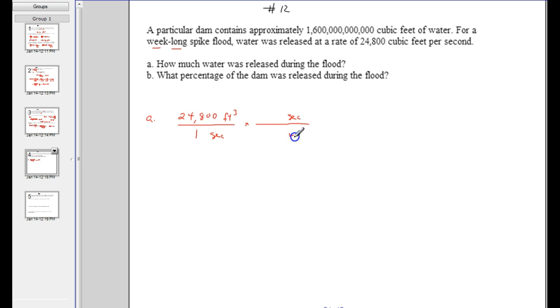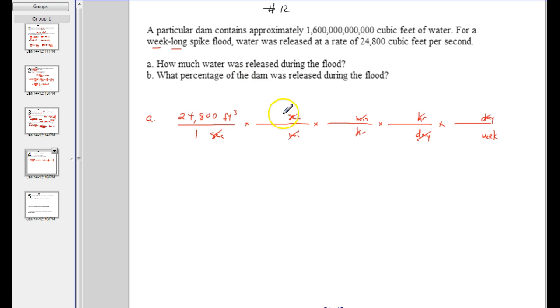seconds per minute, and then we're going to do minutes per hour, and then hours in a day, and then finally days in a week. And again, because of the cancellation of the units that are offset, numerator and denominator, what are we going to end up with but cubic feet per week? And that'll be our whole answer.